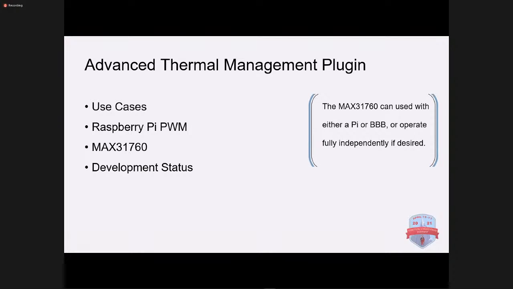The existing implementations for a lot of that are relatively simple, and we'll explain that in a little bit. But the purpose for the Advanced Thermal Management plugin is that it'll allow you to do this either with a Raspberry Pi natively with a hardware PWM, or with an IC made by Maxim called the Max 31760. We'll explain what each of those use cases are.